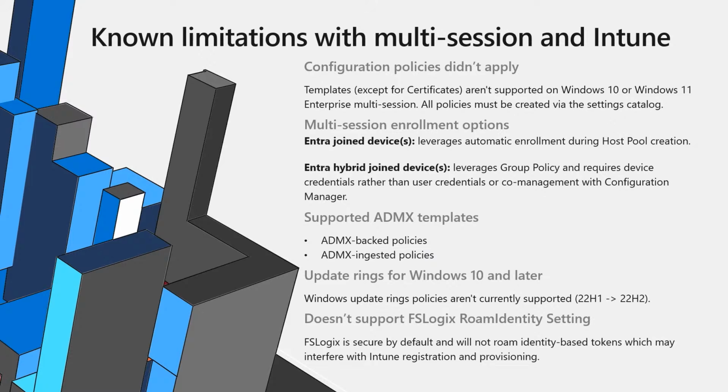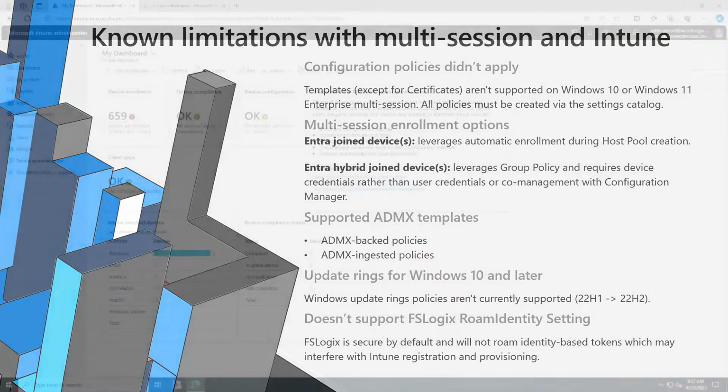As we discussed in the previous slides, there are multi-session enrollment options for your Entra-joined devices or Entra hybrid joined devices. The settings catalog items are in support of ADMX-backed or ADMX-ingested policies. These are going to be available through the settings catalog, but not available as templates or other ADMX imports. Intune does support Windows Update for your security updates. However, feature updates like upgrading from 22H1 to 22H2 are not supported. Lastly, be sure you do not enable the roam identity setting for FSLogix. FSLogix is secure by default and will not roam identity-based tokens, which may interfere with Intune registration and provisioning.